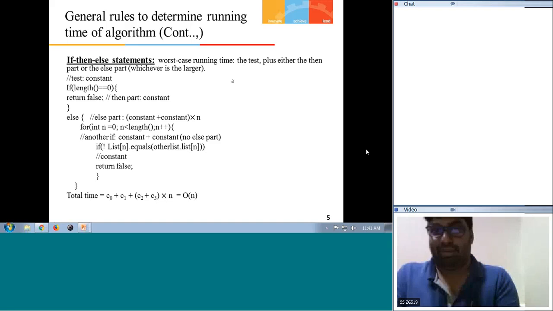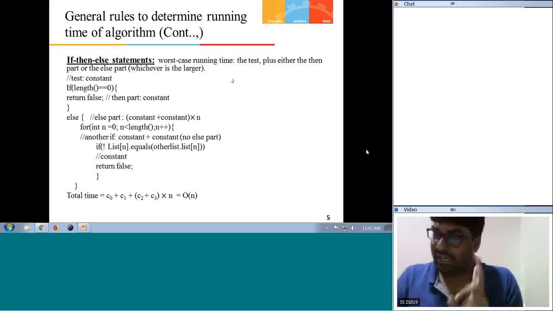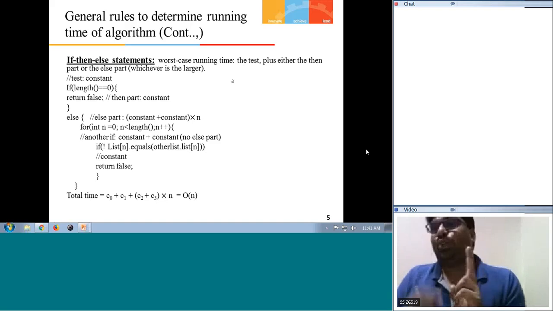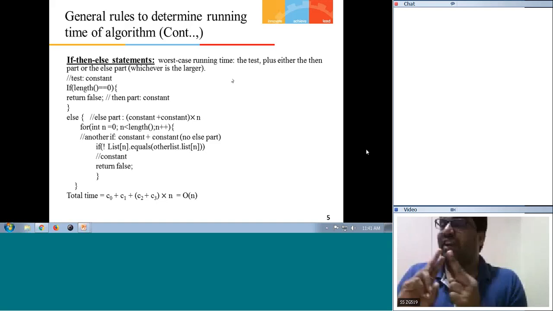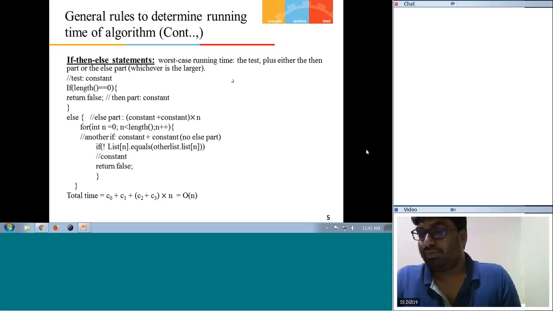Let me go back. So I had a question: whether if will run or else will run or both will run together here. In an if else statement, which one will run? Only any one, right? Great. Now let's say we get the time complexity for if as order of n, and for else let's say the time complexity is order of n square. What will be the total time complexity of the program?